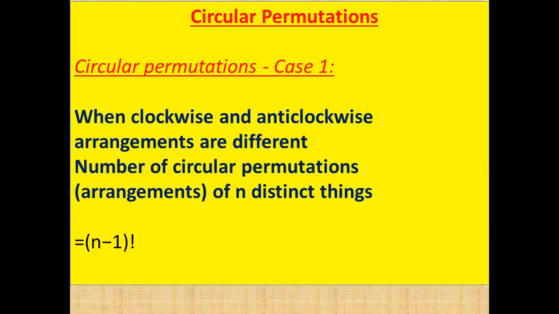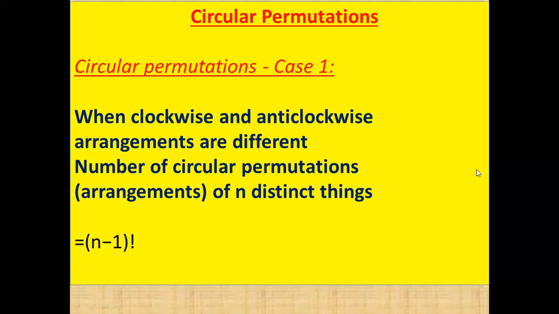Okay. So now we are coming to circular permutation. Circular permutation means when some persons are sitting around a circle. In this case, we have two cases. Case number 1, when clockwise and anti-clockwise arrangements are different. Like when 5 persons are sitting around a circle, we can start counting in the clockwise direction and also in the anti-clockwise direction. So order matters here. In that case, the number of circular permutations or arrangements of n distinct things would be factorial n minus 1.